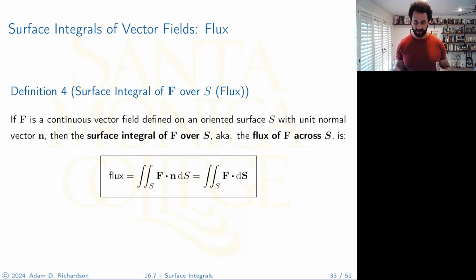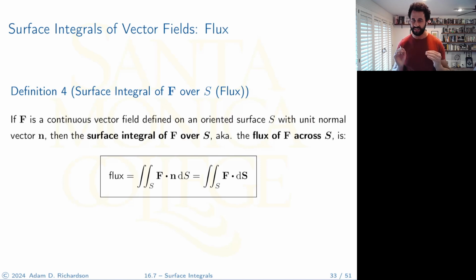Just to state it outright: if F is a continuous vector field defined over some oriented surface S with unit normal vector n, then the surface integral of F over S, otherwise known as the flux of F across S, is given by this integral right here. Super cool stuff.